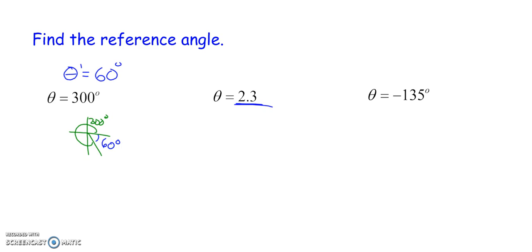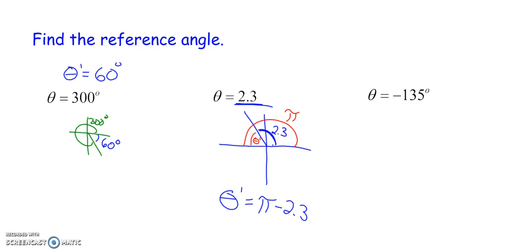Notice this next measure is in radians. So because you know pi is 180 degrees, you should be able to figure out this is in quadrant 2. This is approximately 2.3 radians. Well, the question is, how do I get my reference angle? Well, I know my whole angle. I know this total is pi, and I don't want this blue angle that I already drew in here. So I'm going to use subtraction. To get theta prime, I'm going to do pi minus 2.3.